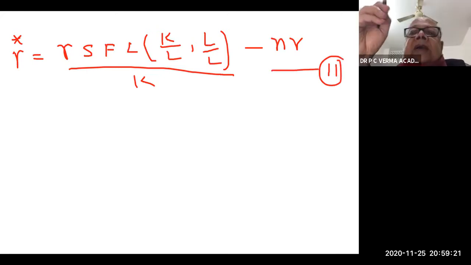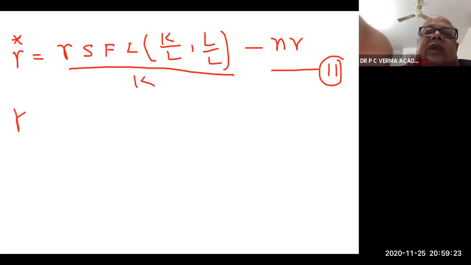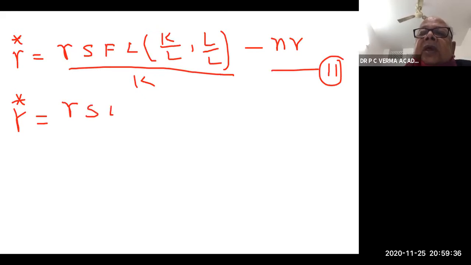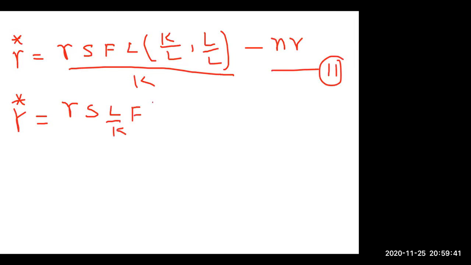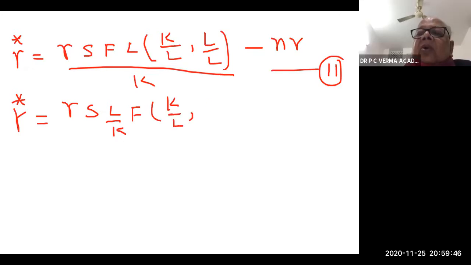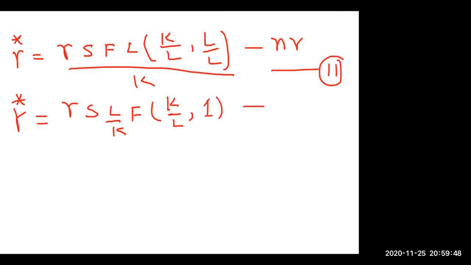Now what does Solow do here? Solow says that here you can write R S L by K F K by L, 1, minus NR.